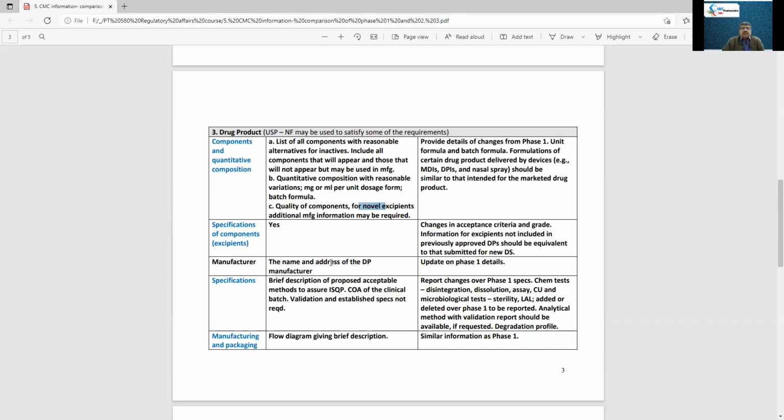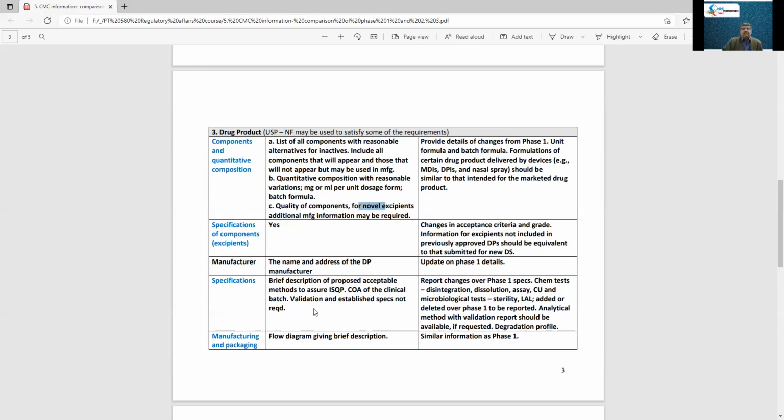In the drug product also, the name and address of the drug product manufacturer needs to be given. And in phase 2 and 3, any update on phase 1 details should be given. For specification, a brief description of the proposed acceptable methods to ensure identity, strength, quality, and purity of the product should be provided. Certificate of analysis of the clinical batch and validation and established specifications are not required at this stage.